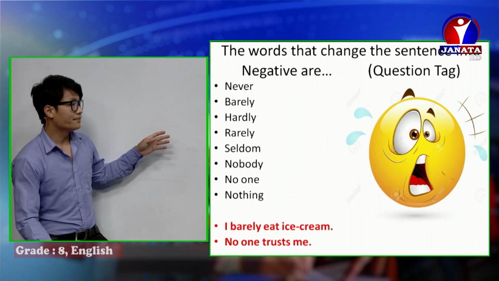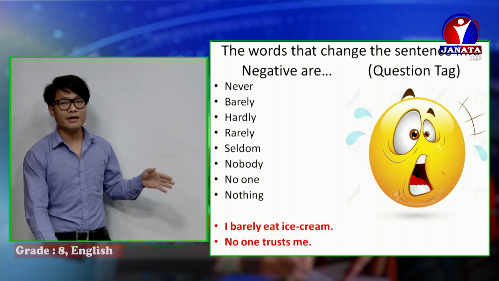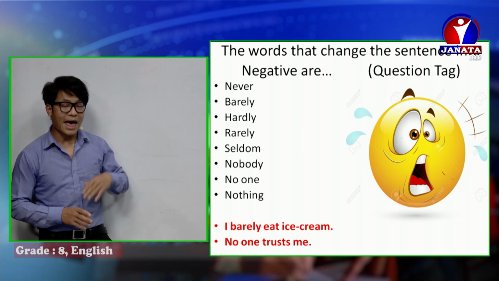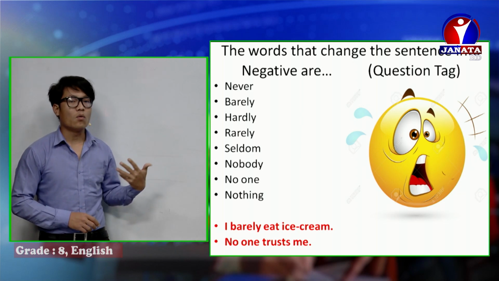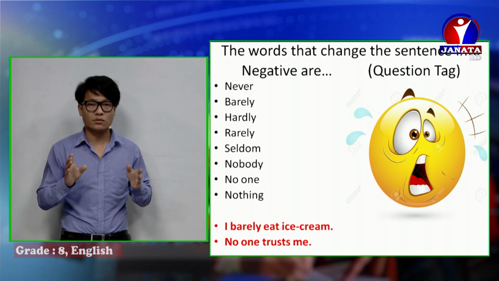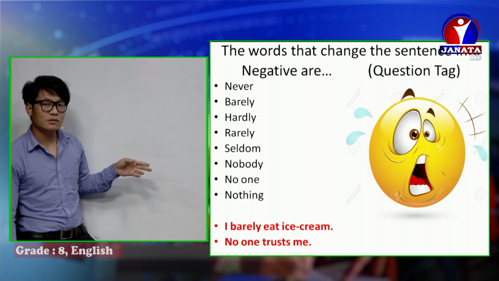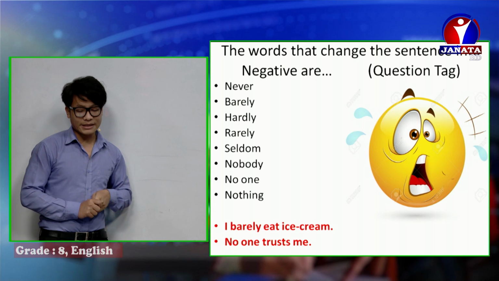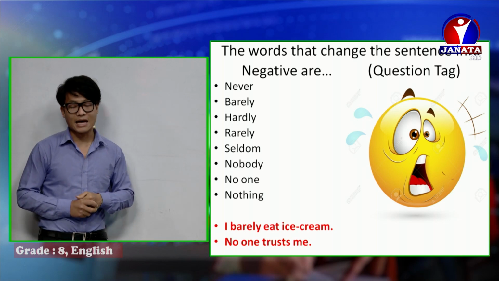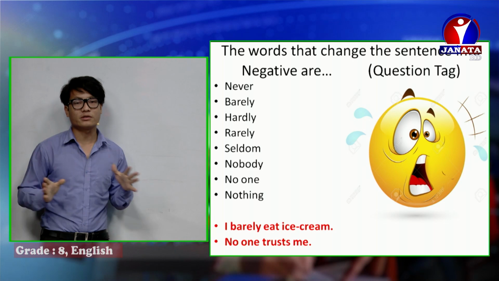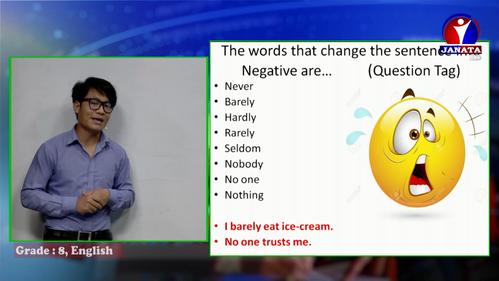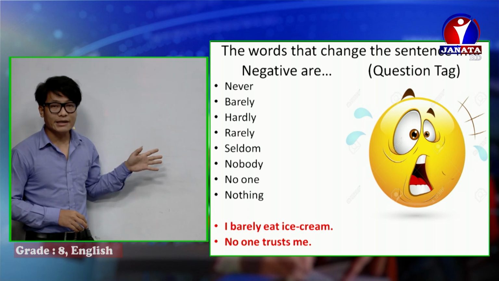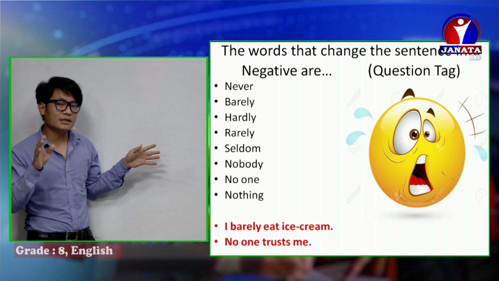You can see here: never, barely, hardly, rarely, seldom, nobody, no one, and nothing. These are the words which change the whole sentence into negative. You can see the examples also. I have written two examples here. One is, I barely eat ice cream. And next is, no one trusts me. So these are the examples of the words you can see on the screen which change the whole sentence into negative.